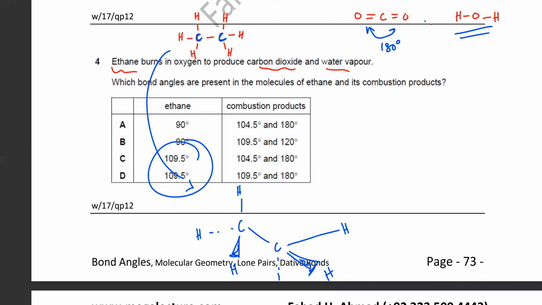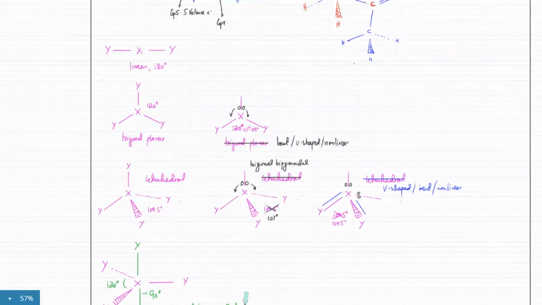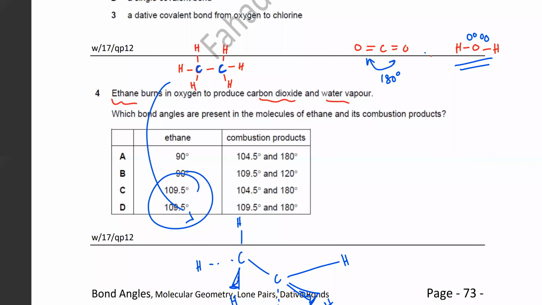Now, what about water over here? When it comes to water, oxygen is in group 6. So if it's in group 6, that means it's got 6 valence electrons, which means that one is bonding here, one is bonding here. So there are 4 electrons left, or 2 lone pairs. So this oxygen atom over here has 2 lone pairs and 2 bonded pairs. So the shape would be like this: 2 lone pairs and 2 bonded pairs. So the shape of the molecule would be like this. It's going to be bent or V-shaped.